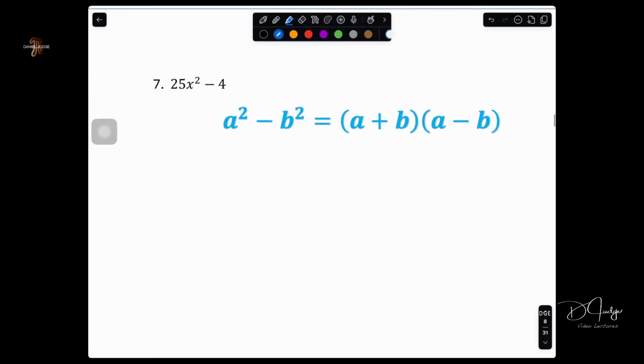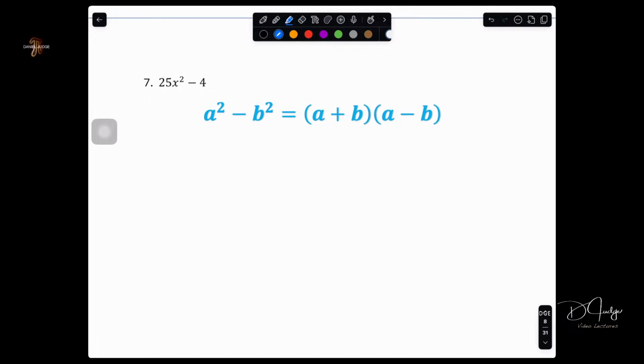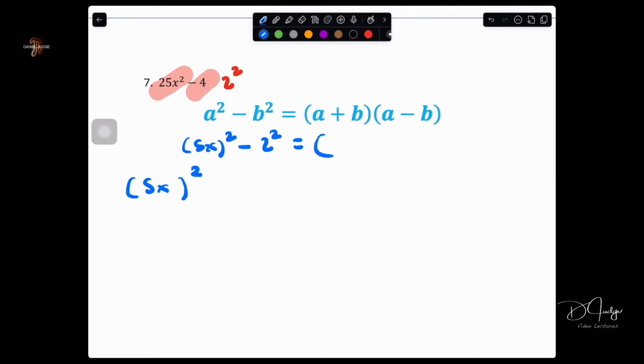Number 7. 25x squared minus 4. So 25x squared is written as 5x to the second power, and then the 4 is 2 squared. So again, notice you have a difference of perfect squares again. So 5x to the second power minus 2 squared using your formula. 5x plus 2. 5x minus 2. All right.